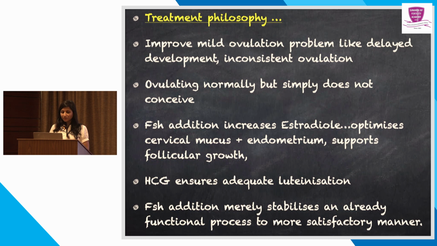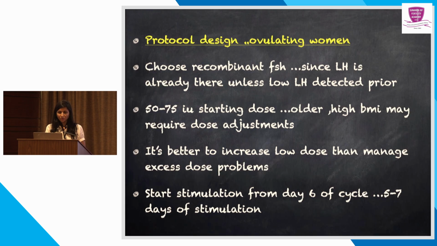FSH addition increases estradiol, optimizes the cervical mucus and endometrium, and that supports follicular growth. And HCG ensures adequate luteinization. FSH addition merely stabilizes an already functional process in a satisfactory woman. So from that angle, we have moved from ovulation induction. If she has taken it and we know that she is ovulating but still not conceiving, then we can move towards a COH TIC cycle with addition of FSH or gonadotropins. So when we know that this lady is already ovulating, or has unexplained infertility, it's better to add gonadotropin, preferably recombinant FSH, because LH is already there, unless she is a poor ovarian reserve patient.